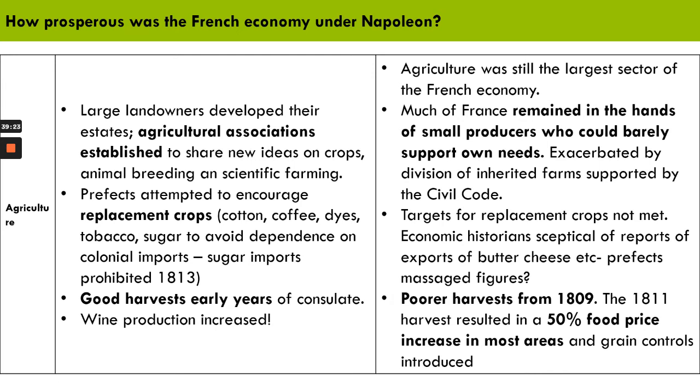And harvests were bad again in the later part of Napoleon's empire. So after 1809, they were pretty bad, and there was a real crisis in 1811 where food prices went up by 50% in most areas, and they had to reintroduce grain controls and price controls. So I don't think there's any sense here that Napoleon solved the agricultural problems in France.